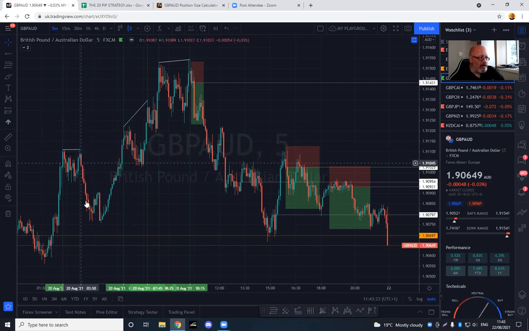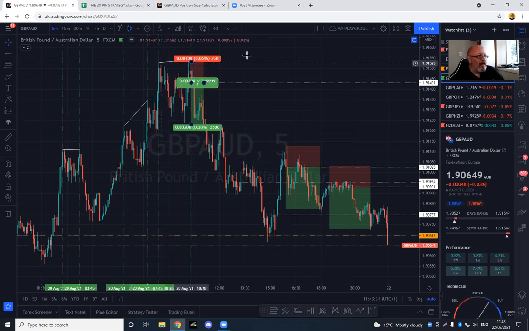We're potentially going to see a drop, and we did get to that point there. We did see a bit of a drop, but not a huge amount. Getting to that point there, we're going to see a drop, and we did.